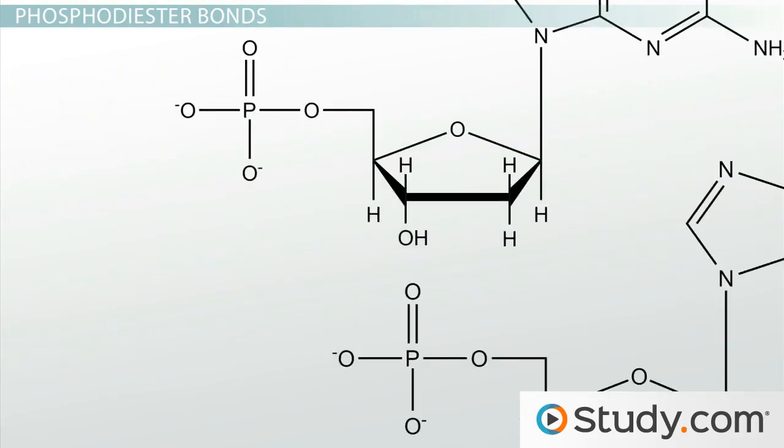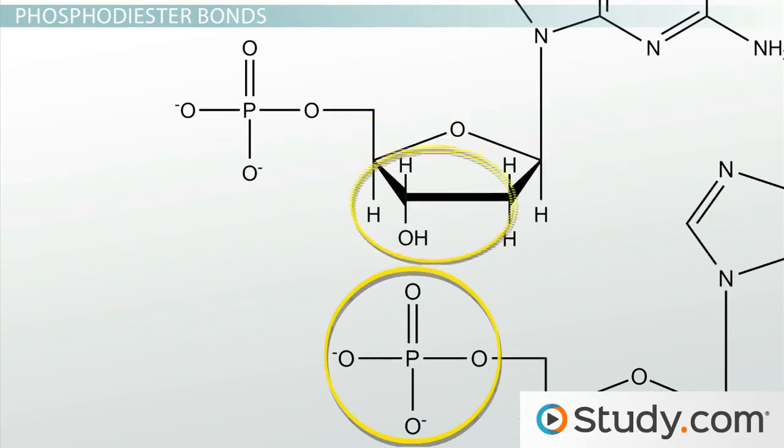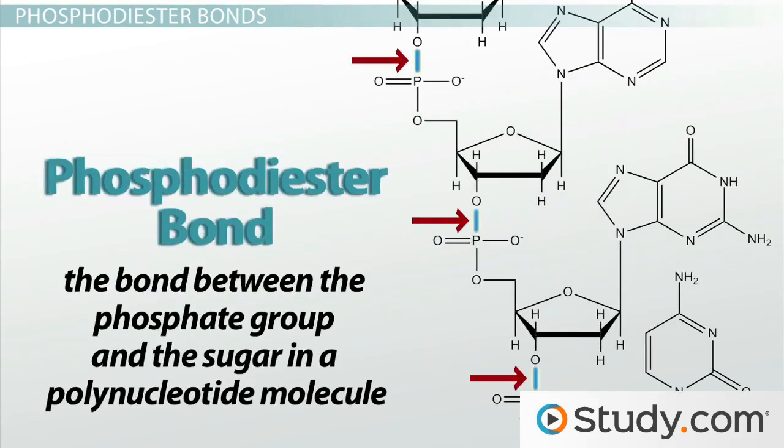Nucleotides in a polynucleotide molecule are held together by the bond between the phosphate group of one nucleotide and the sugar of a second nucleotide. A hydroxyl group, or OH, in the sugar and one of the oxygen atoms in the phosphate group form what's called a diester bond. For this reason, the bond between the phosphate group and the sugar in a polynucleotide molecule is called a phosphodiester bond.